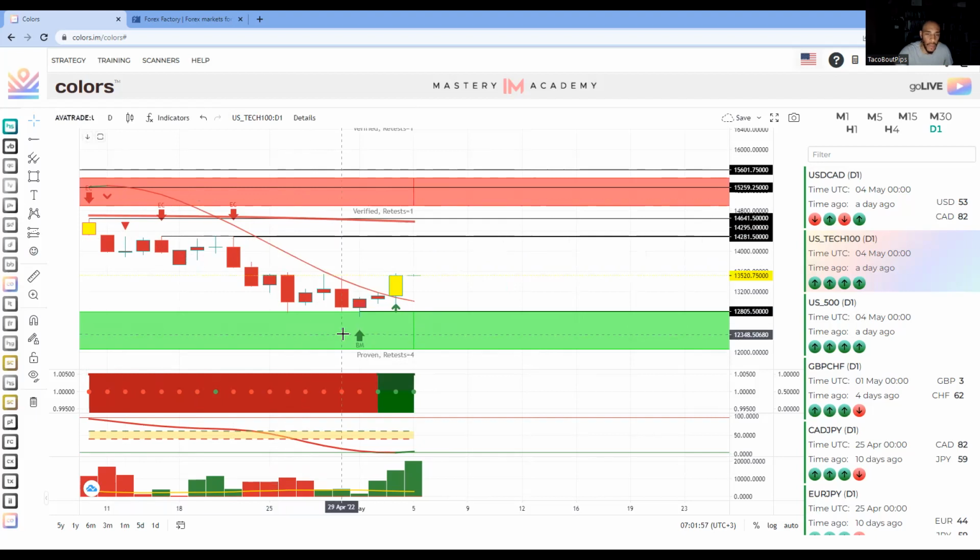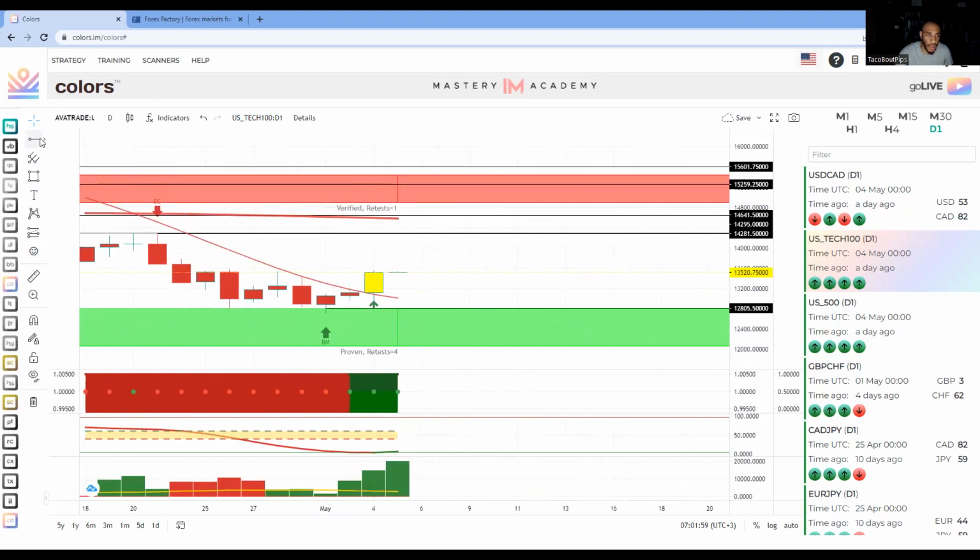Oh my goodness. But all right, so we have a BM level right there. Right? So now what are we going to do? We're going to box up this candle.